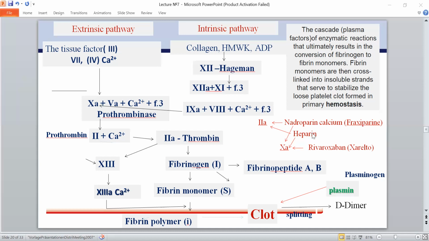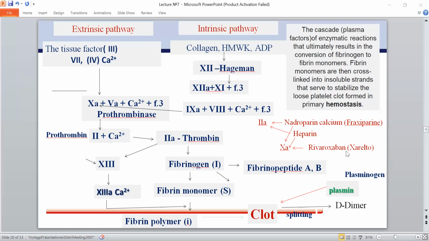And second, there are fondaparinux, heparin, and ximelagatran. They act by directly inhibiting activated factor two, so-called thrombin, and activated factor ten, the so-called Stuart-Prower factor. In this way, they stop circulation.